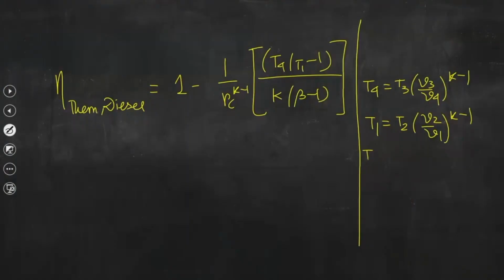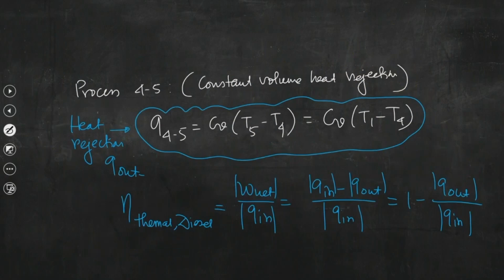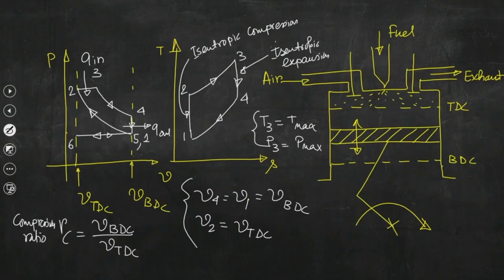So, we can write T4 by T1 that is equal to T3 by T2 into V3 by V4 into V1 by V2 power k minus 1. See, if we go back to the previous slide, V4 equal to V1 equal to VBDC. So, V1 equal to V4 equal to VBDC.